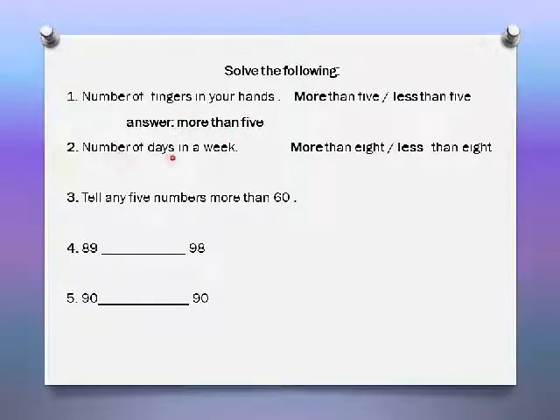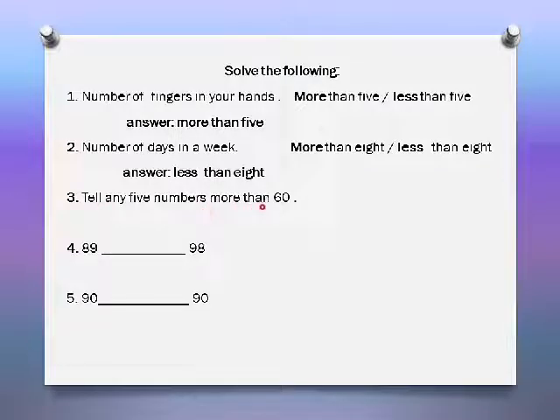Now read the second question. Number of days in a week. How many days in a week? Let me check the answer. More than 8 or less than 8? Okay. What is the answer? Yes, less than 8, because the number of days in a week is 7, isn't it?